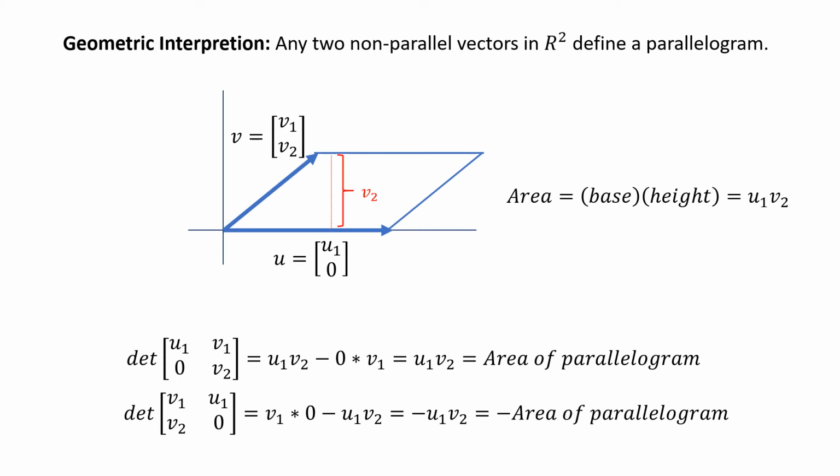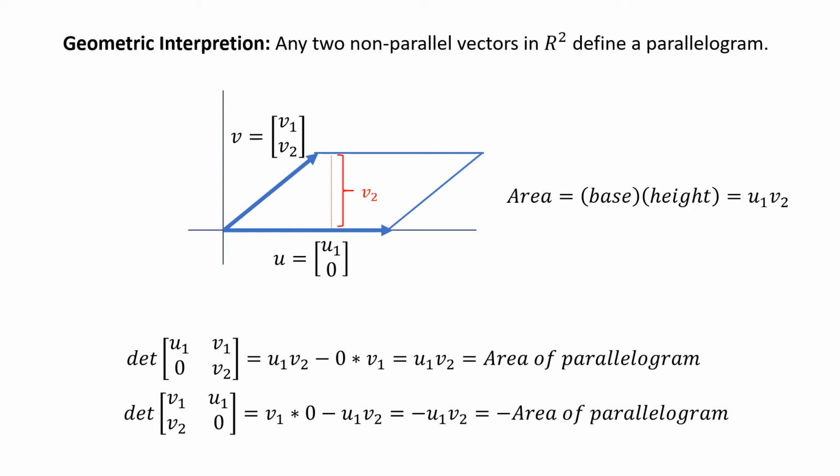Okay, so now we're going to look at a geometric interpretation of determinants. The determinant actually gives us the area of a surface on a two-dimensional plane. So, what do I mean by that? If you have any two non-parallel vectors in R2, you can build a parallelogram out of them. So V1, V2, and U1, 0. Let's assume it's kind of lying on its side here, so that one of the sides is flat. What is the area of that parallelogram?